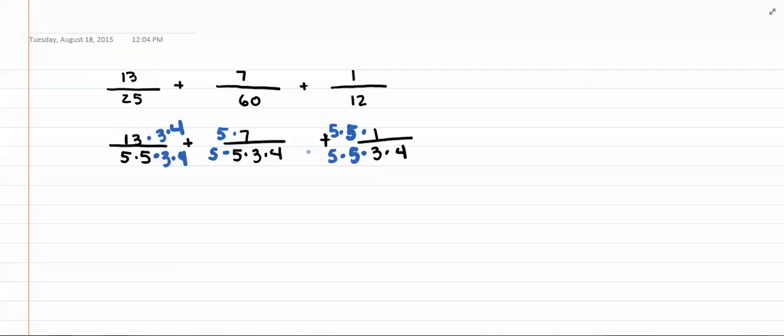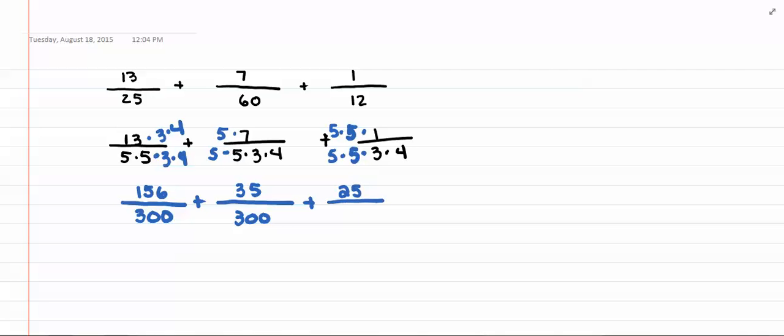Okay, now you can go ahead and use your calculator, take the 25 times the 12, and come up with 300. And then the 13 times 12, and get 156. Okay, and again, this is going to be a denominator of 300 plus 35. And then 5 times 5 times 1 over 300.